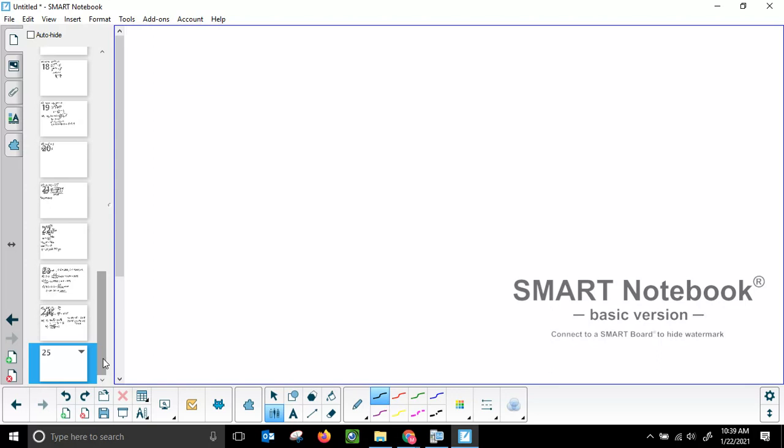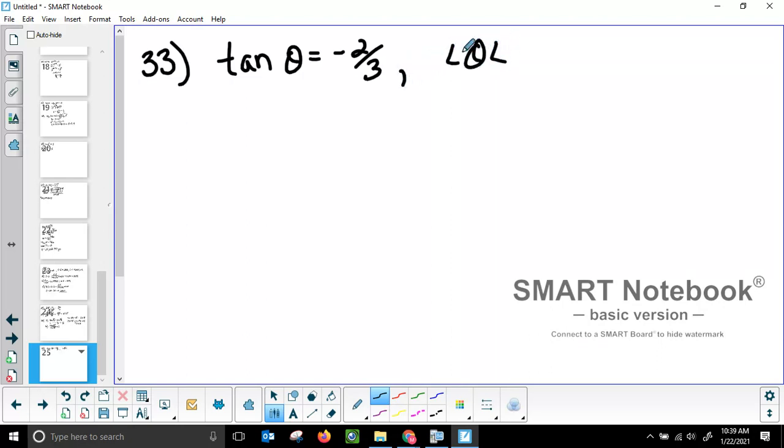Find the exact value of each of the remaining trigonometric functions given. All right, so given that tangent of theta is equal to negative 2/3, and that theta is between pi over 2 and pi, which basically tells me I'm in the second quadrant.